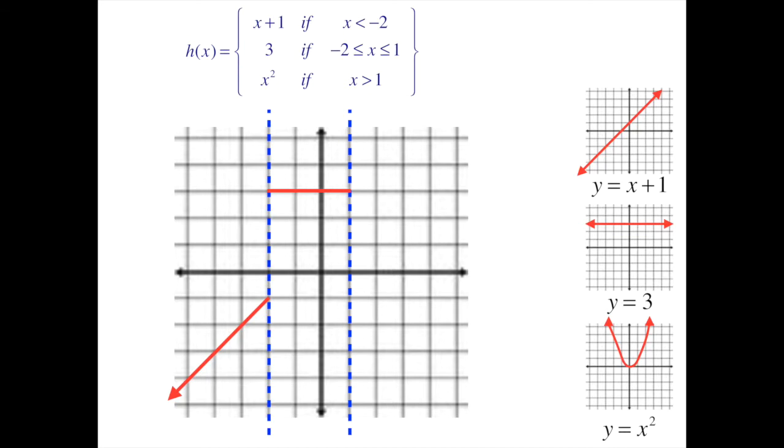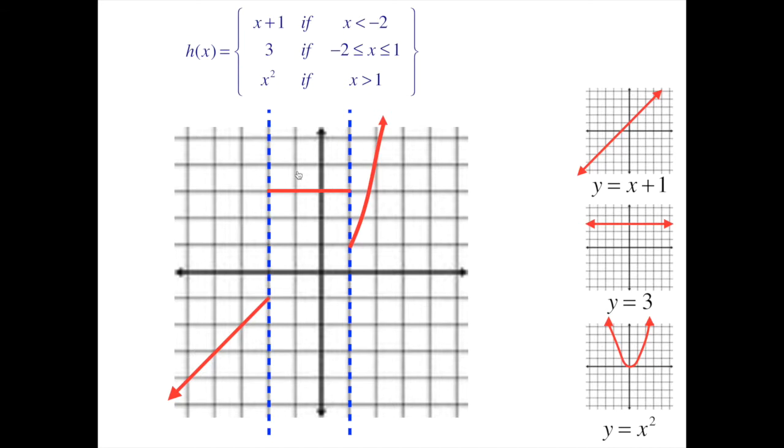There it is. Finally, I have x squared. And x squared goes up like this, comes down, and goes back up like this. But I only want to focus on the part that's greater than 1. So I bring that one in now, the part that's greater than 1. Okay, well this is what the graph looks like.